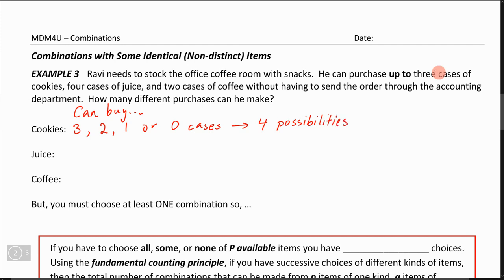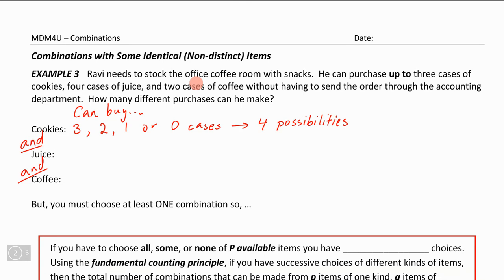Then we look at, well, let's read this question carefully. Up to 3 cases of cookies, 4 cases of juice, and 2 cases of coffee without having to send the order through accounting. How many different purchases can you make? So you've got to be very careful here. So I'm going to look at combining them using and. So cookies and juice and coffee. Okay, it's not an or problem, it's an and problem.